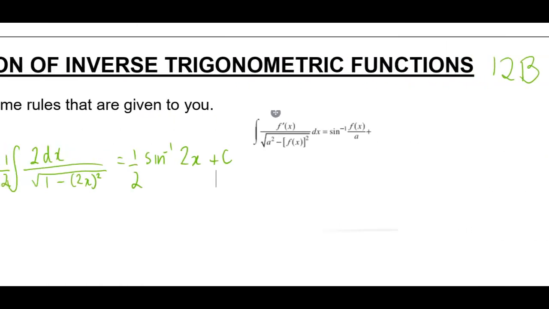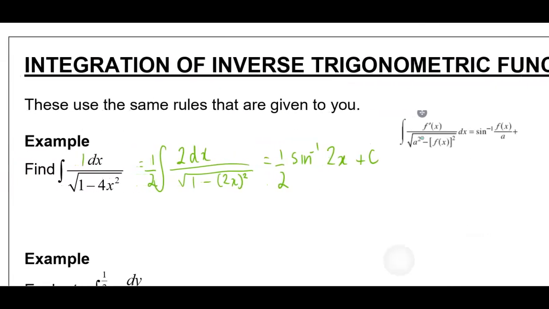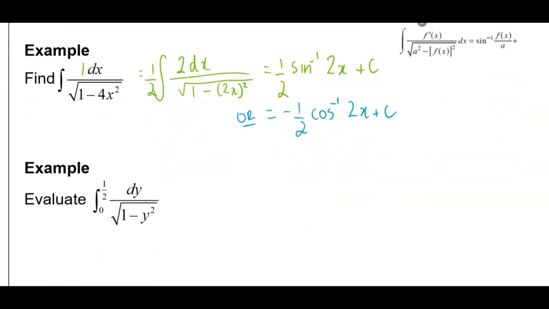So what we theoretically could do, I always seem to go to sine first, but that would also be equal to minus a half cos inverse 2x plus c. Okay, let's look at the next one.